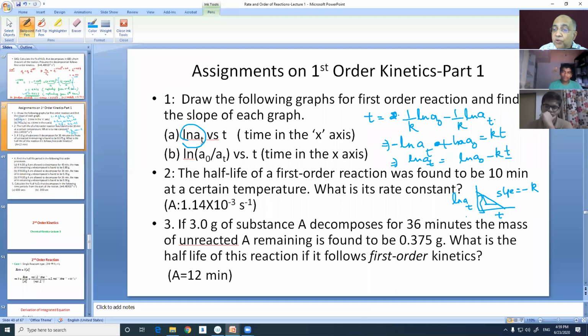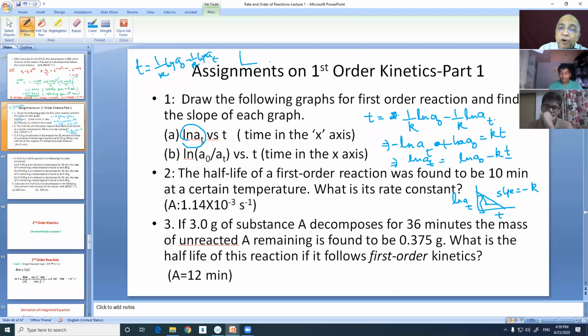And this is ln A0. But in the earlier case, the only difference is that the slope was minus 1 by k, here the slope is minus k. That is the only difference. Because in the earlier one, it will be 1 by k log A0 minus 1 by k log AT.